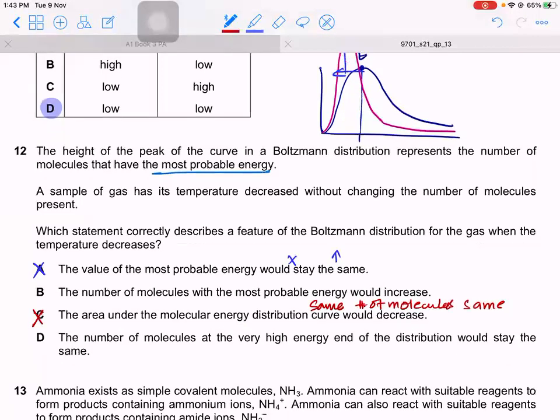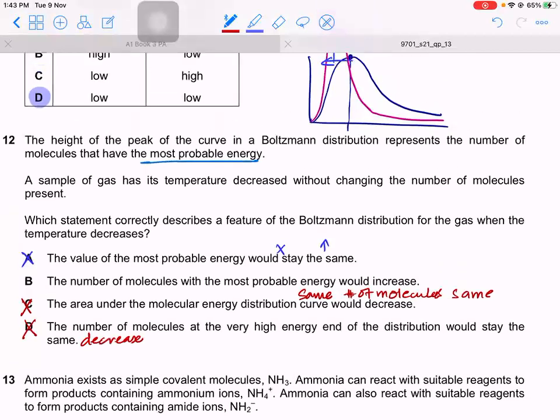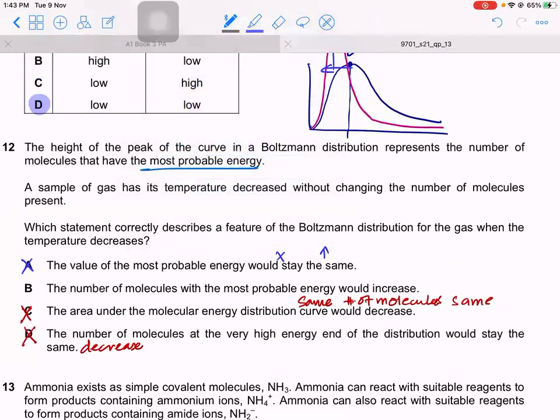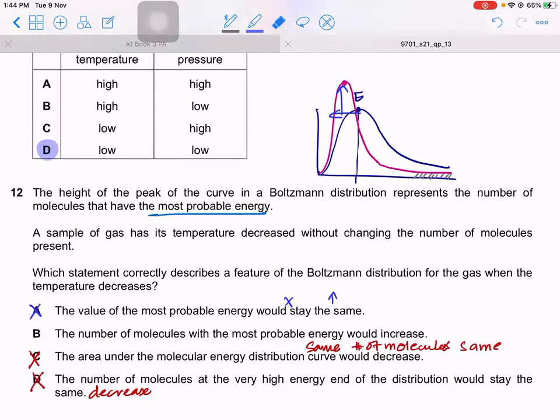The number of molecules at the very high energy end of the distribution would stay the same. No, they will also decrease, because by very high energy they mean the activation energy. So the molecules with activation energy have decreased. When you decrease the temperature, the rate decreases. Why? Because the number of particles having activation energy has decreased. So this would decrease, by the way.